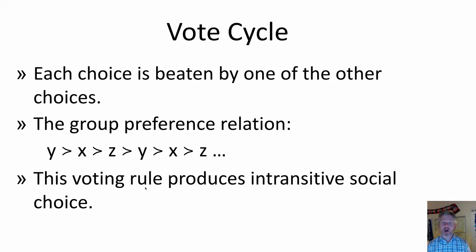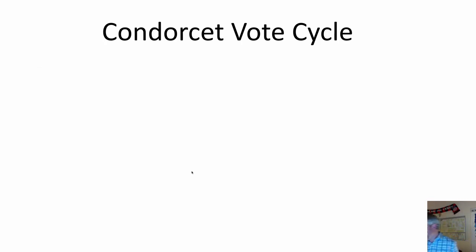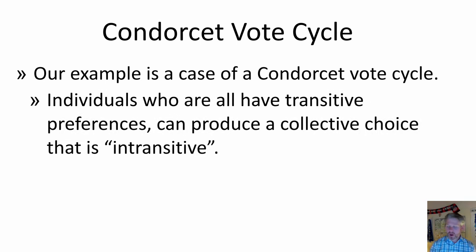All right, and it's not only going to be a problem for pairwise majority rule. In general, we call this outcome a Condorcet vote cycle. A Condorcet vote cycle is when individuals who all have transitive preferences can produce a collective choice that is intransitive. It happens, or it can happen, with pairwise majority rule. Like I said, it just depends upon how different people's preferences are.